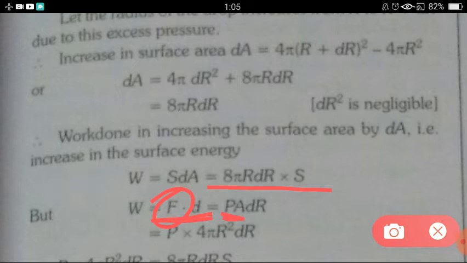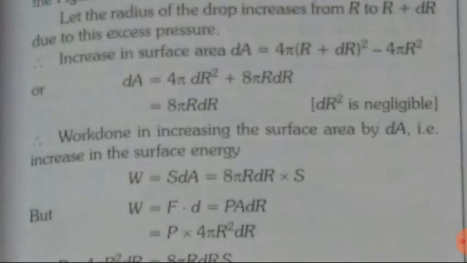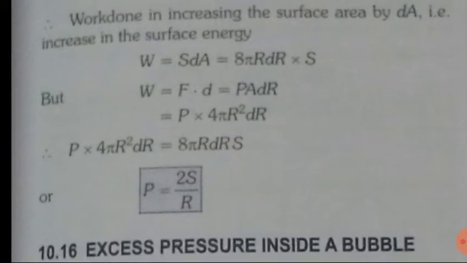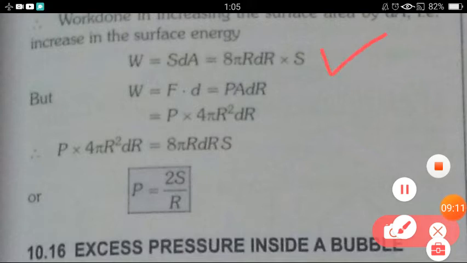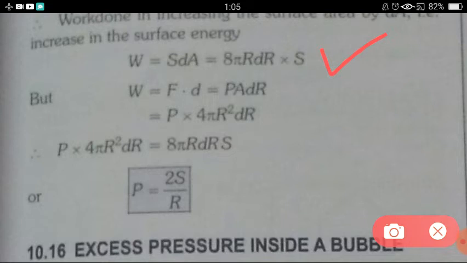So we have W equals P A dr, where A is the area. Now the area of the sphere is 4 pi r square. When we put that here, we have P into 4 pi r square dr. This is the work done when there is an increase in surface area, and this is the work done by the pressure inside the drop.